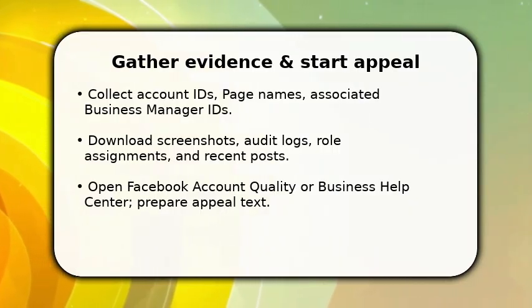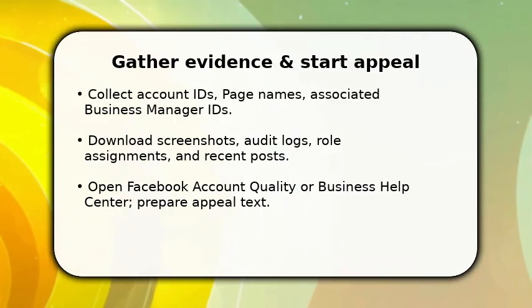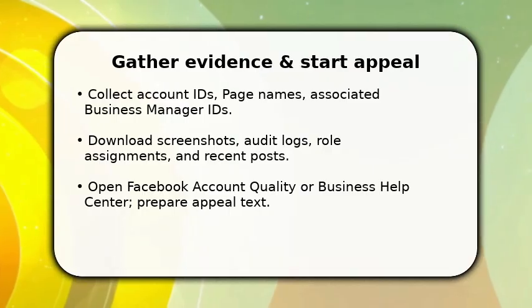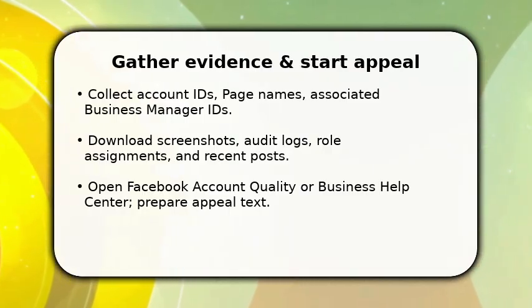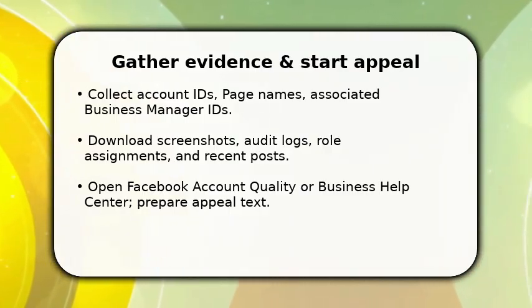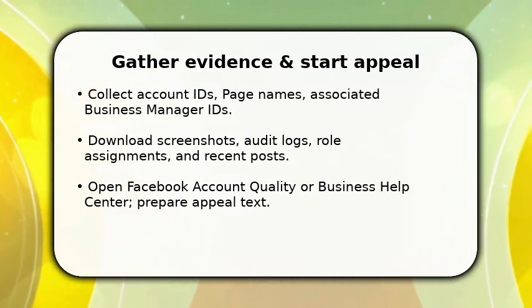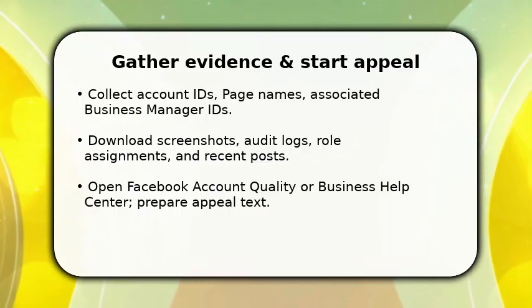Once done, draft a concise appeal explaining why the entities are distinct or properly linked, using dates and actions. Make sure to include any prior approvals or legal documents. Then open account quality or business help and start the official appeal process with that evidence attached.